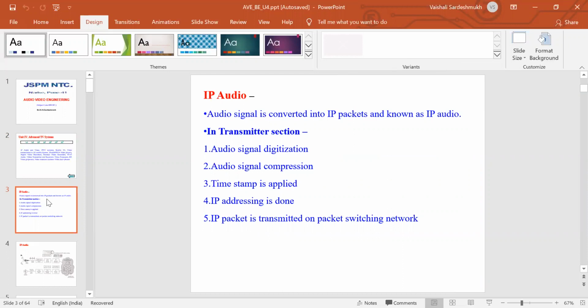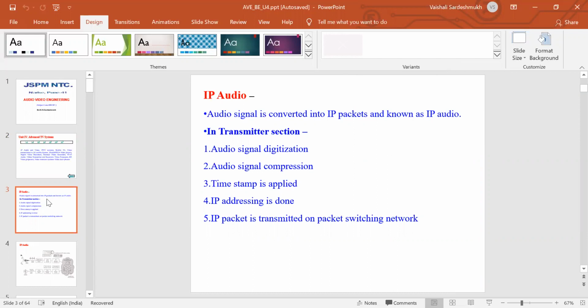The audio signal is first converted to an electrical signal, which is further converted to digital and then into packets. The transmitter section consists of audio signal digitization, the conversion of an analog signal into a digital signal, then audio signal compression, because due to digitization the bandwidth of the signal increases, and to reduce it, compression is very much necessary, the same way we do in digital television.